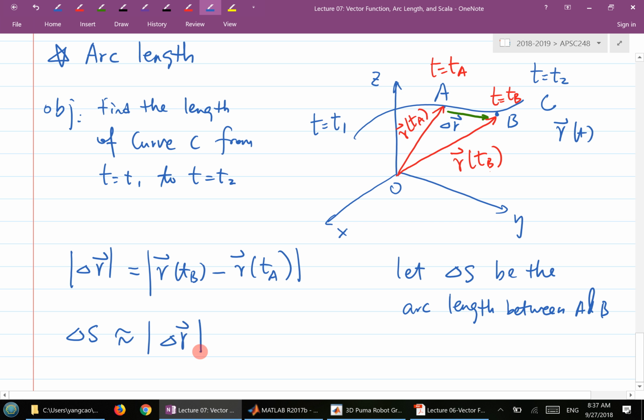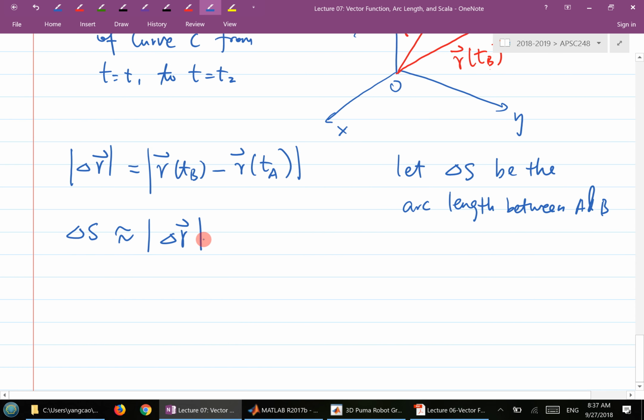The closer A and B are to each other, the better the approximation between delta S and delta R. That makes sense, right? Okay, so let's work on this from this line here. So I find myself a way of approximating it. And delta R here, so let me rewrite. Actually, I don't need to rewrite it. So, delta R right here.